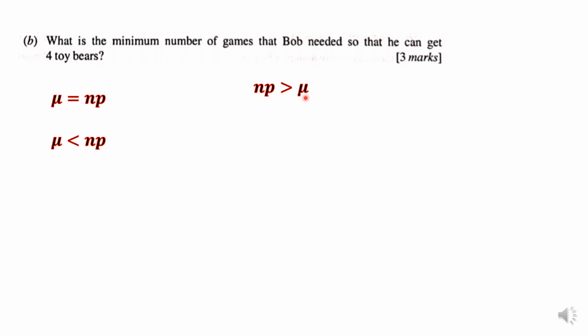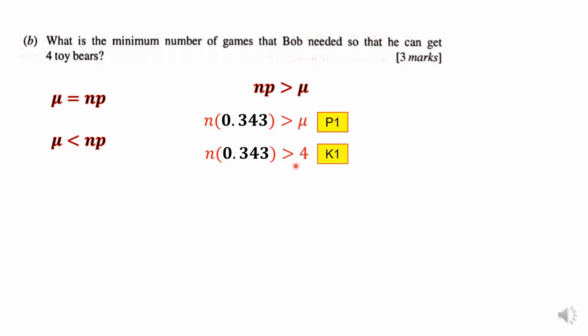So n is the minimum number that we are looking for, and p is the probability, and mu is the 4 toy bears. Okay, so now this is what we get. So this is 1 mark for this probability. You use the right probability, right? Then you substitute mu with 4, another 1 mark here.